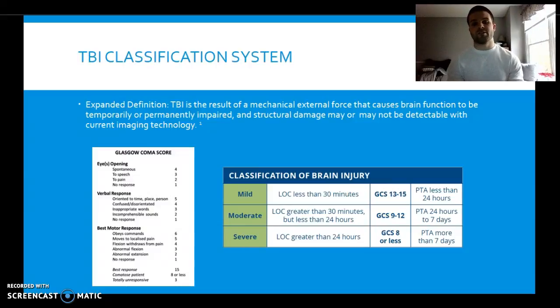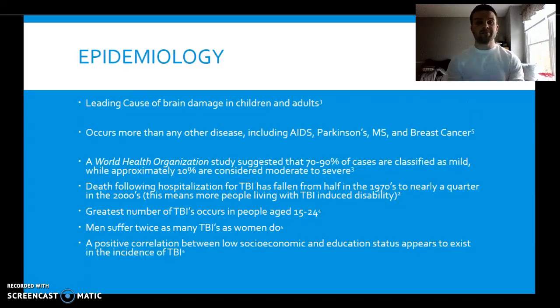If you move over to the right, you can see in a mild case, the loss of consciousness is less than 30 minutes. They score 13 to 15, and their post-traumatic amnesia is less than 24 hours before they start adapting back to normal life again. But in severe cases, the loss of consciousness would be greater than 24 hours. They'd score less than an 8 on the Glasgow score, and their PTA would be more than 7 days. So that's when you're talking about the comatose victims, people who are completely unresponsive, and that would be a very severe case of TBI.